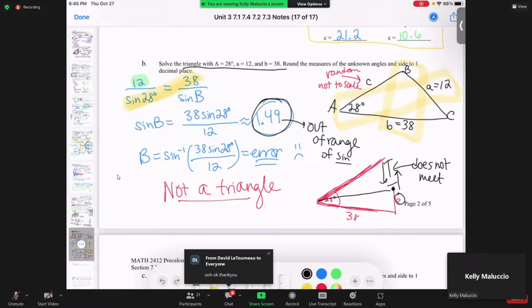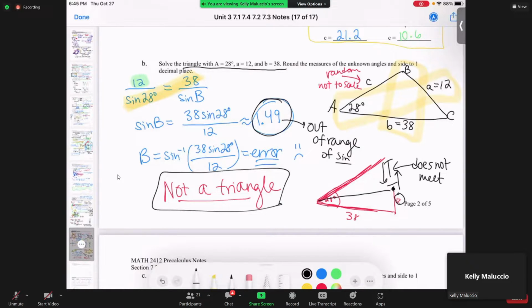So the answer here is just not a triangle, and you would need to show some work. If you see this, hopefully it's multiple choice, or it says if there's no answer, put N, for none, or something like that. So just be aware of that.